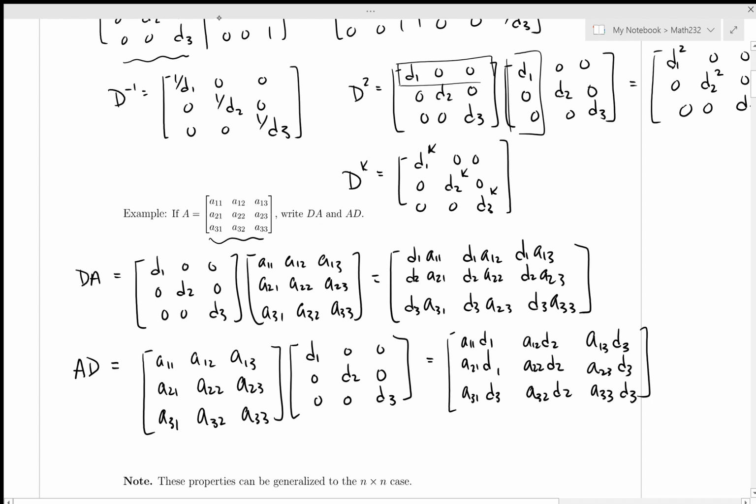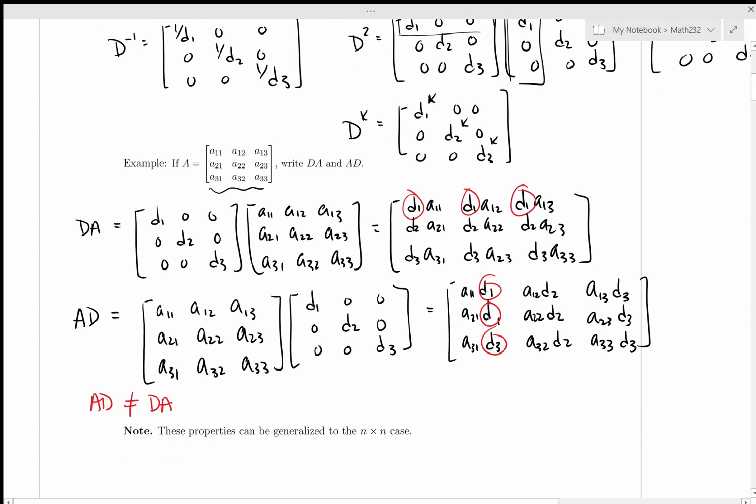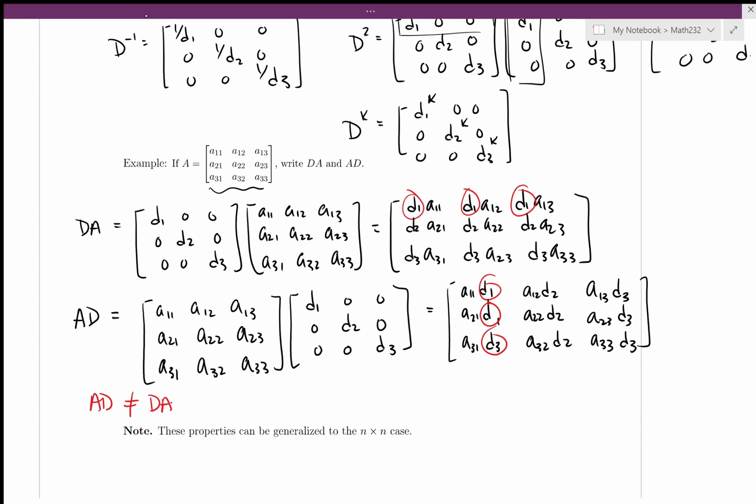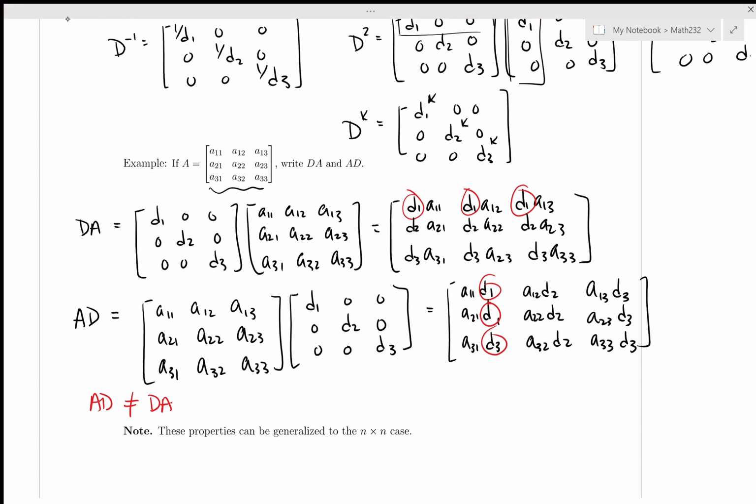Just to draw attention to the fact that AD is not equal to DA. You'll notice that in one case the rows are multiplied by D1, and in the other case the columns. You could do this quite quickly once you see what's going on. It generalizes to the n by n case. We just did everything in a 3 by 3 example so we could see what's going on.